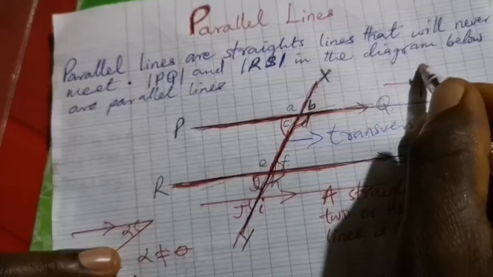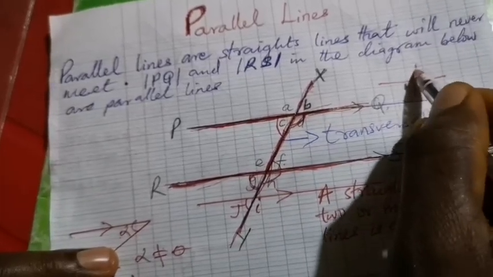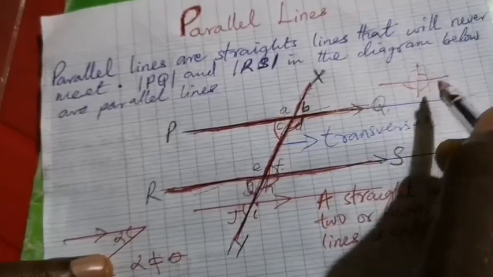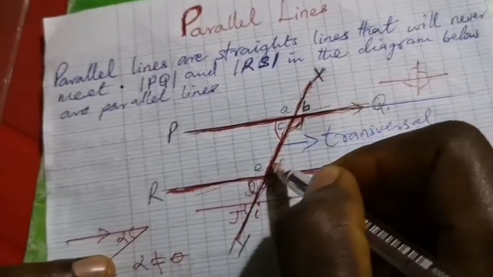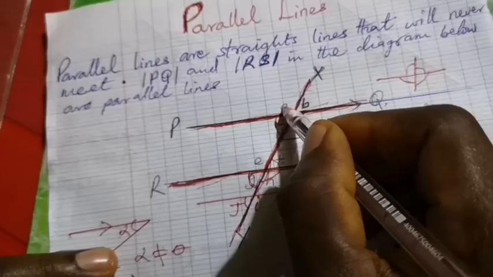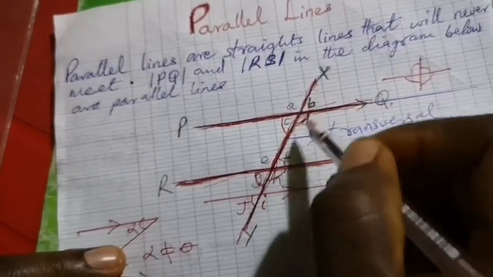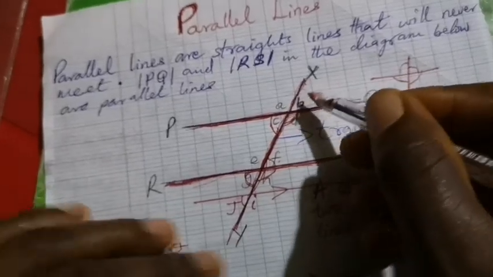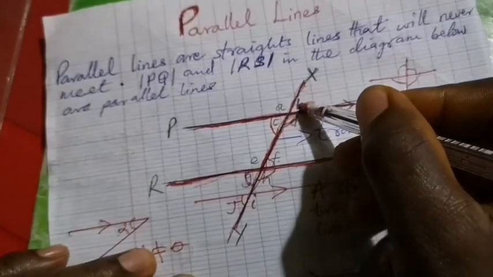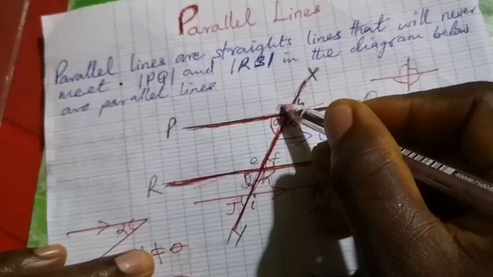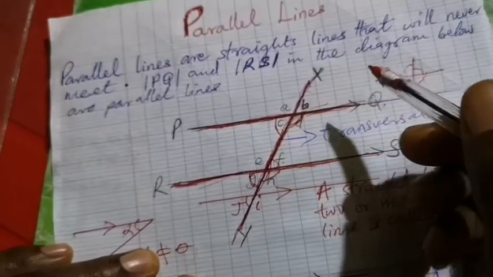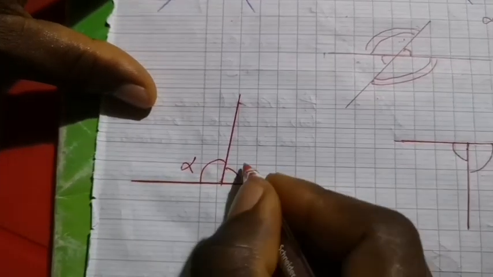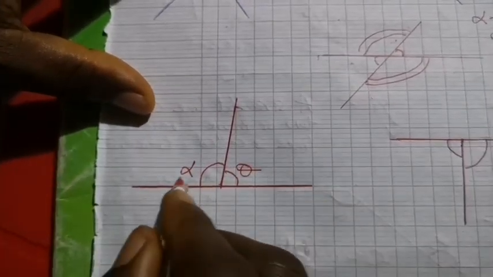From here, we now have adjacent angles here, and down here, we have other adjacent angles. If we're looking at it this way, that means A is adjacent to B, and C is adjacent to D. Or you can follow this way: B is adjacent to D, and A is adjacent to what? To C.